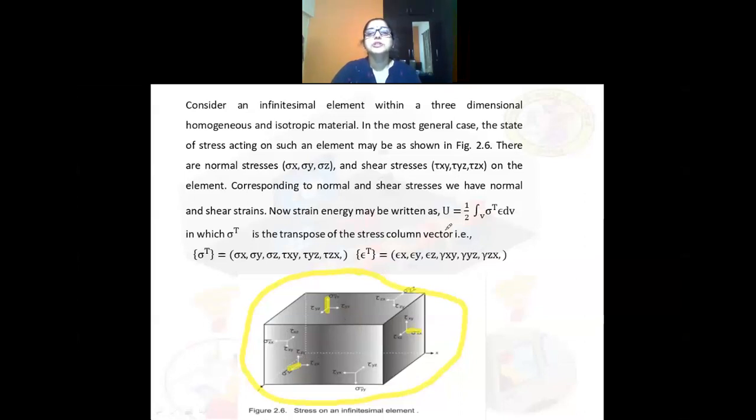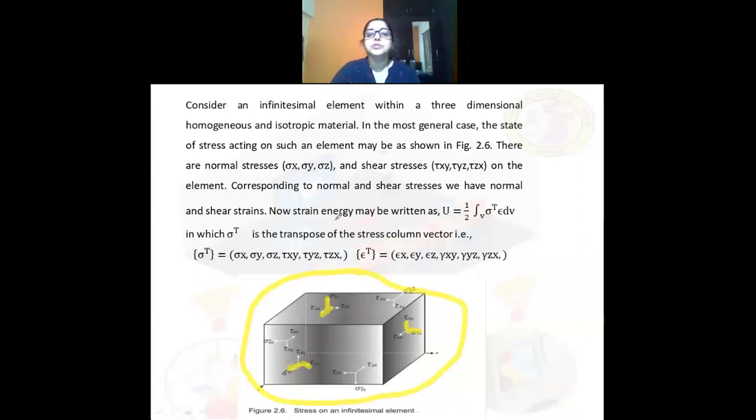Right. So, and the shear stresses tau xy, tau yz, tau zx. Right. So, these are the shear stresses. Corresponding to normal and shear stresses, we have a normal strain and shear strain also.